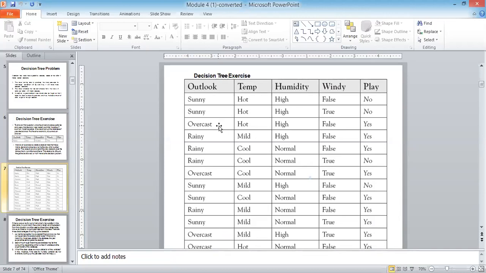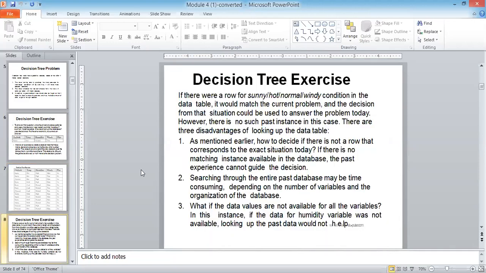And if the outlook is overcast, temperature is hot, humidity is high, and even the windy is false, yes, you can play. This is what the predictions are.